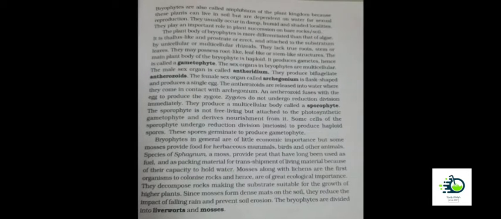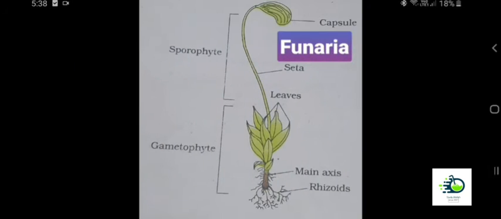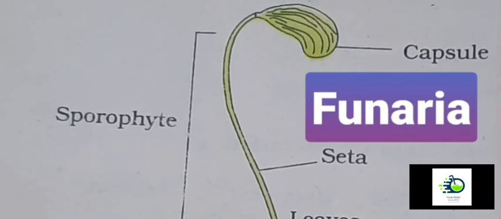Since mosses form dense mats on the soil, they reduce the impact of falling rain and prevent soil erosion. Bryophytes are divided into two types, liverworts and mosses. Before that, I need to discuss the moss Funaria, by which example we see the parts of the gametophyte and sporophyte stages.